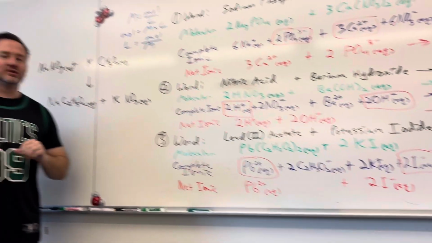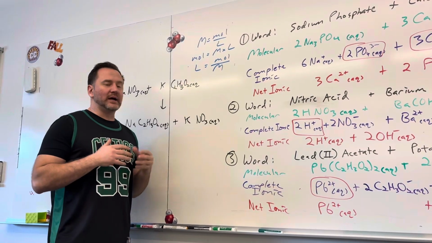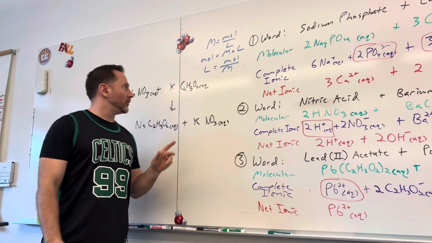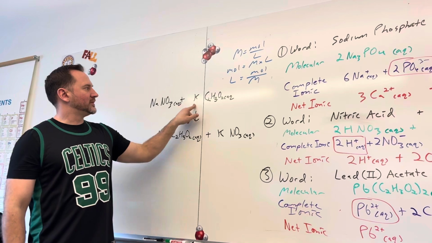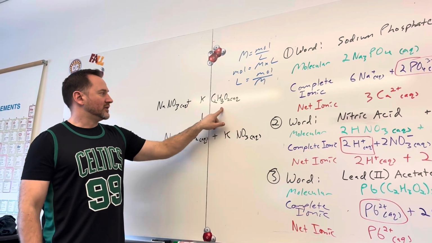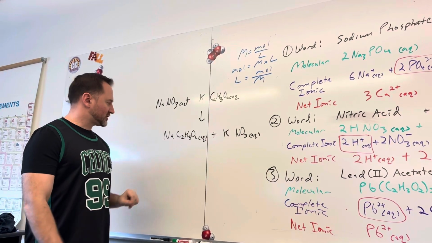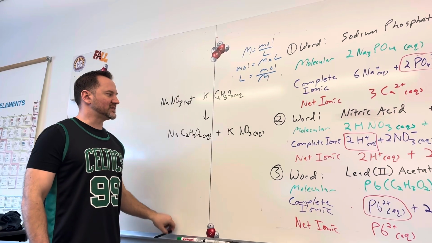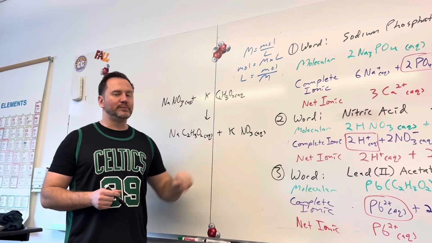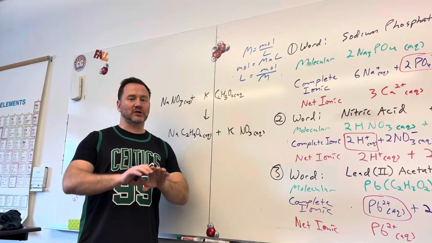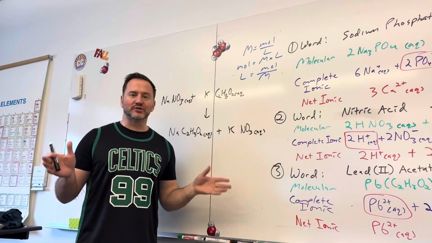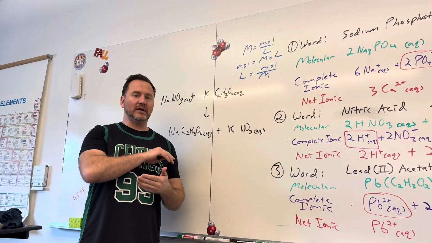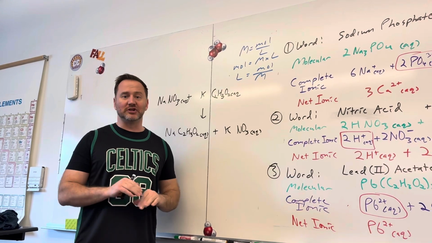Sometimes you can have solutions come together where they don't actually form a precipitate. For example, sodium nitrate and potassium acetate. The double replacement reaction products would be sodium acetate and potassium nitrate. Both of those would be aqueous. So essentially you have just all the ions floating around and no solid forms. For this case, you would just write NR for no reaction and you're done.